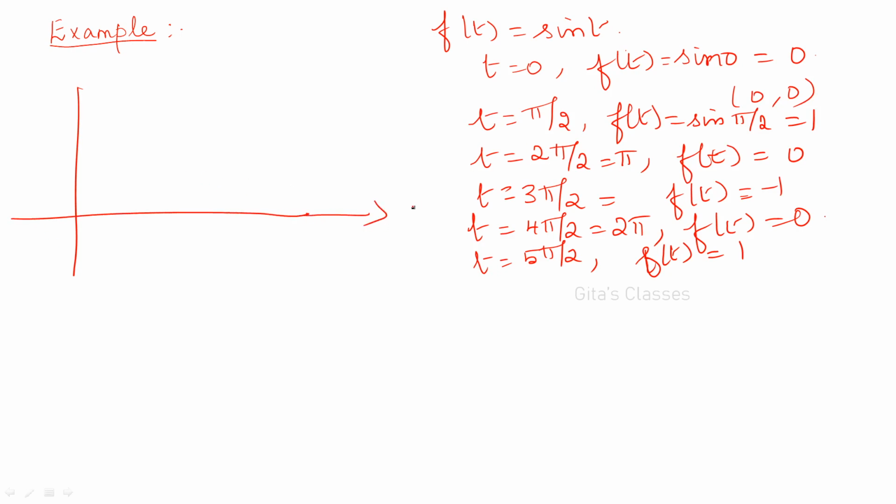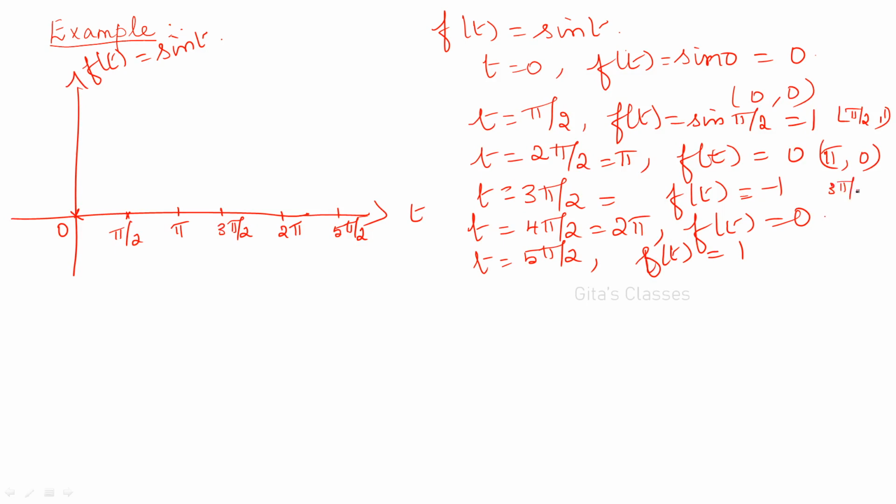Suppose here I am taking the value t and here f of t. f of t is equal to sine t. So here 0, then pi by 2, pi, that is 2 pi by 2, then 3 pi by 2, then 2 pi, 4 pi by 2, which is 2 pi, then 5 pi by 2, and so on. So for 0, it is 0. This is the first point, 0, 0. Here for the second point, it is pi by 2, 1. And 2 pi by 2, that is pi, 0. Then 3 pi by 2, minus 1. These are the points you can plot. 2 pi, 0. Then 5 pi by 2, 1 and so on.